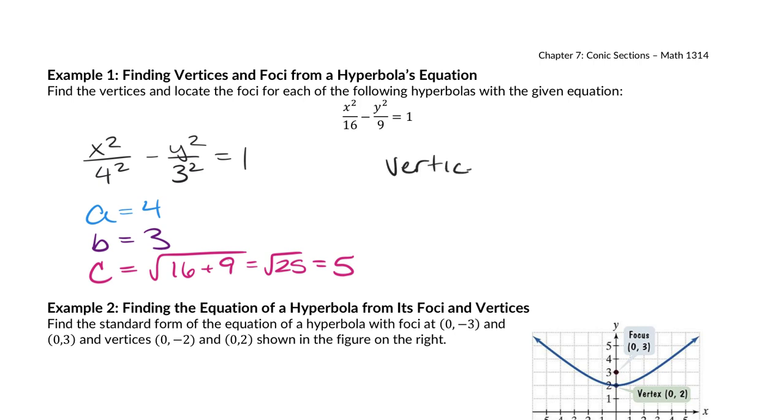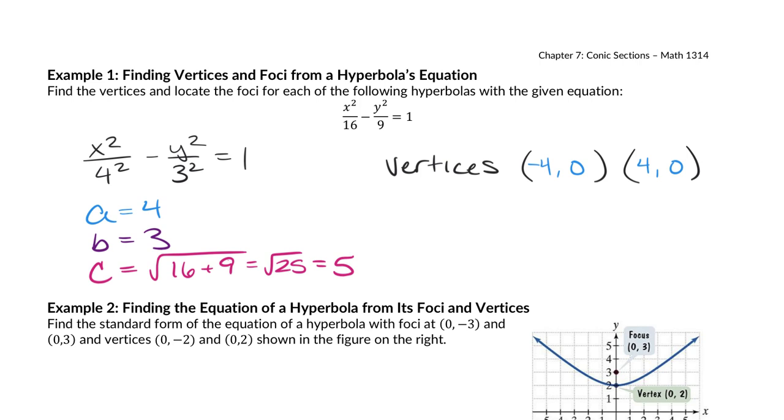The vertices are always going to be a distance away from the center. This one is centered at the origin, because we don't have any numbers added or subtracted to x or y, which means we're going to go an a distance away on the x coordinate because we have an x transverse axis. So this would be -4, 0 and 4, 0 for my vertices.